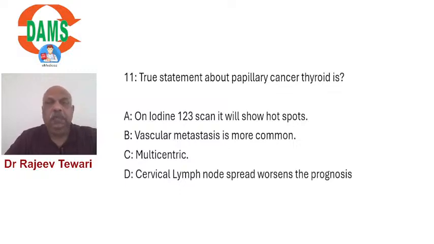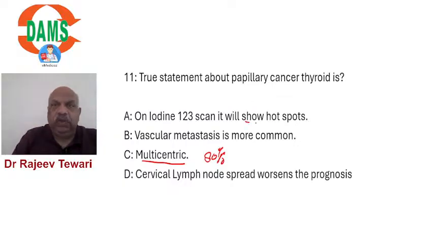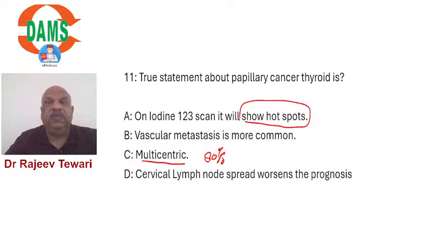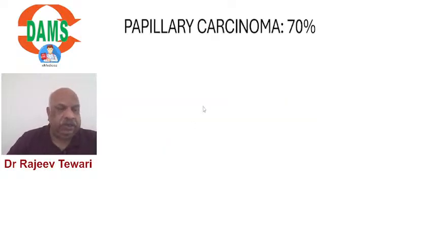No. In papillary thyroid cancer, the worst prognostic indicator is age, not lymph node, and lymph node secondaries do not worsen the prognosis in papillary cancer. The right answer is C. In 80%, it is multicentric. It will not give a hotspot because they are not hyperfunctioning. Vascular spread is not common, nodal spread is common, and lymph node metastasis does not deteriorate the prognosis. So multicentric is the main feature, and these are the points you need to know about papillary cancer.